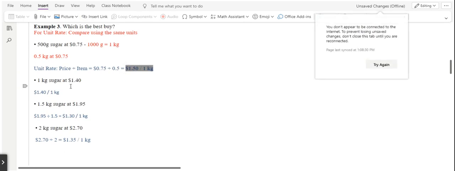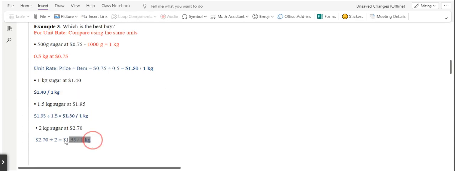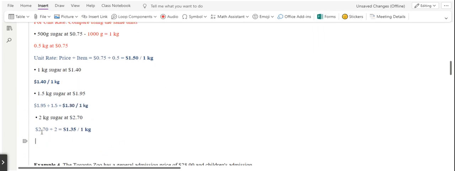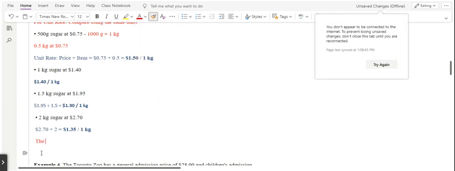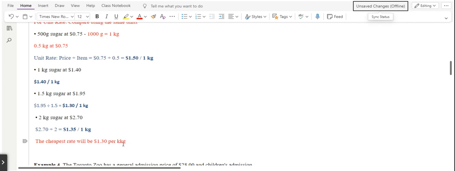So we've got this 1.50, 1.40, 1.30, and this 1.35. And so actually, as it turns out, the cheapest rate is going to be this 1.5 kilograms. And so we would say here that the cheapest rate will be $1.30 per kilogram. Which was given by this 1.5 kg sugar at $1.95. Okay, that's what we're saying the cheapest one is going to be.